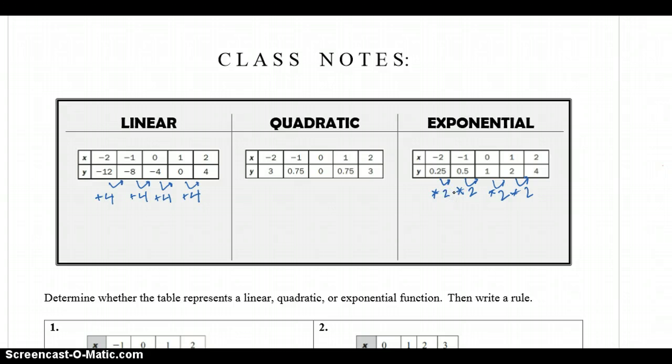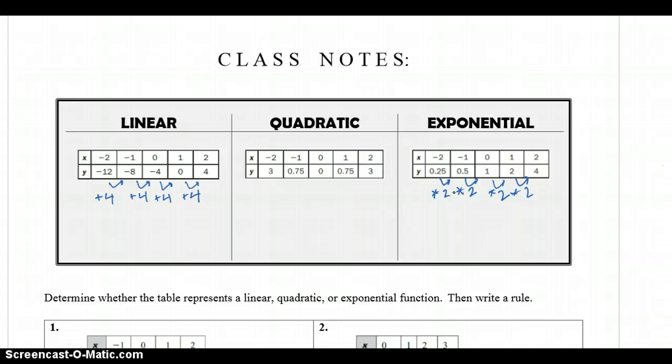So what do I think is going to happen in a quadratic function? It's going to have the same on both ends. It's got to come up and down. That's true. It has to come up and down. Does it look like we're multiplying by the same thing each time? No, because we start off at 3, then we're getting smaller, then we're getting bigger. So we're not multiplying by the same thing each time. Let's look at the difference.